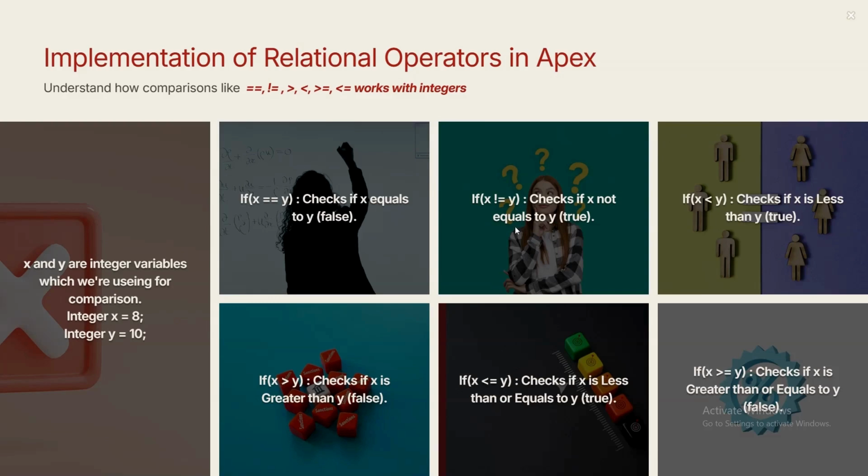Now we will understand the second relational operator in Apex, that is not equals to. As we can see here, if x is not equals to y, it is checking whether x is not equals to y, and it will return true if it is not equal. Otherwise, it will return false. So let me show you on the anonymous window.